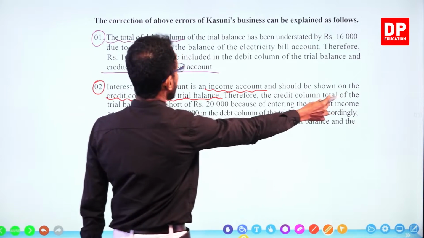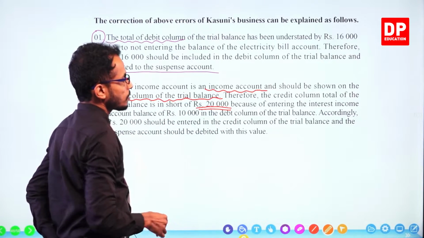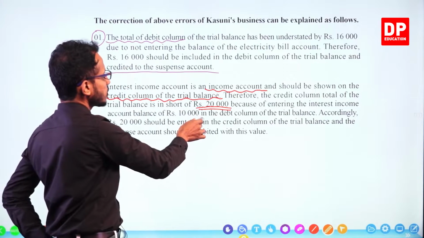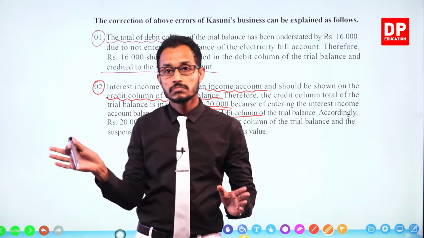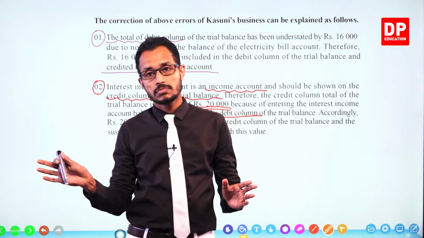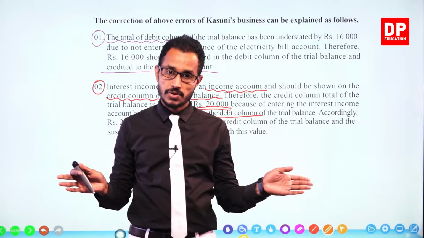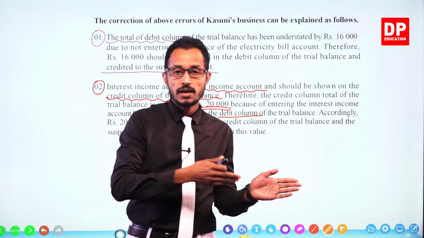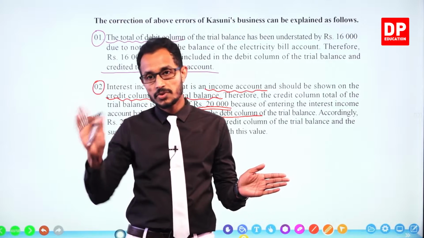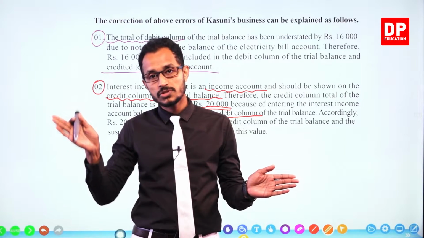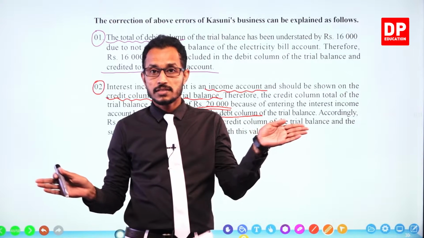Therefore, the credit column total of the trial balance is short by 20,000, because the interest income account balance was entered in the debit column. 10,000 they have put in the debit column, but it should go to the credit column. So the debit side is 10,000 higher, the credit side is 10,000 lower. It makes the difference 20,000.